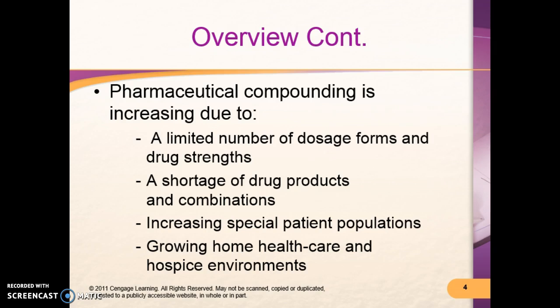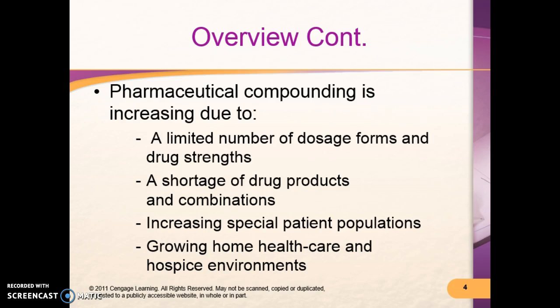Some of the reasons we're going to do that might be just to make sure that we get the patient the right strength that they need. Maybe what we've got available in the pharmacy isn't the strength that the doctor ordered for that particular patient. Maybe we don't have that particular drug in stock, but we can make something similar to it. We've got a lot of special patient populations. Consider pediatric patients. They are really a special population all in and of themselves. So a lot of times we have to make things that aren't necessarily available in a pediatric strength. And then of course we have home health care and hospice environments that also are part of our compounding group.